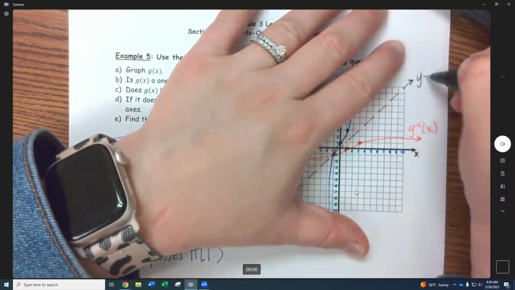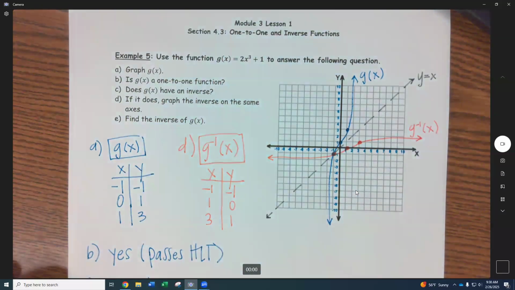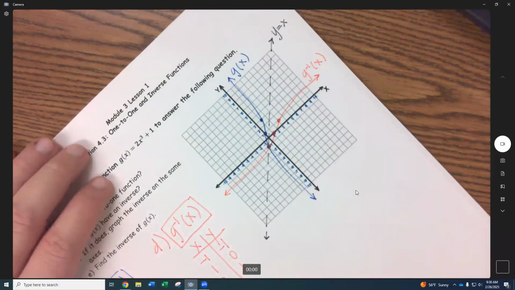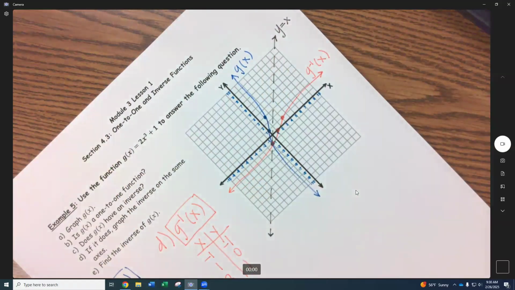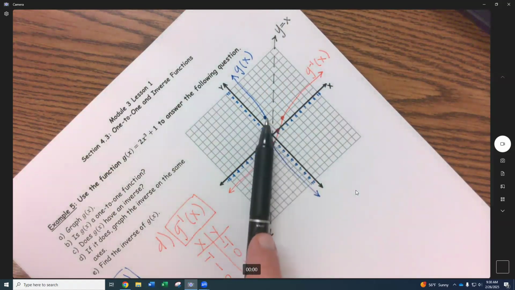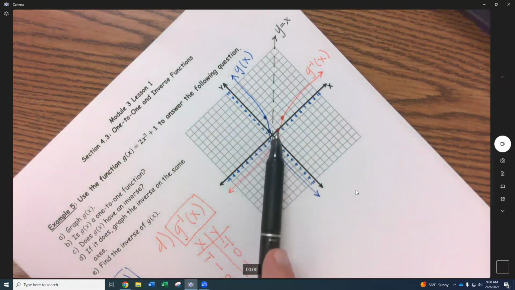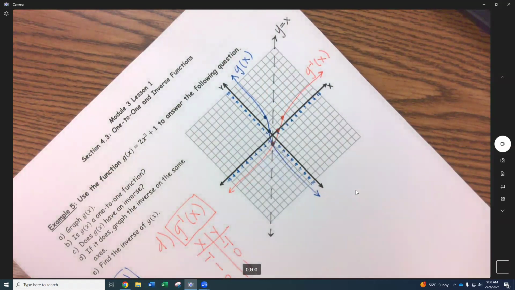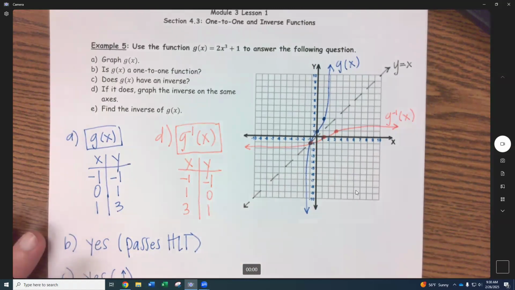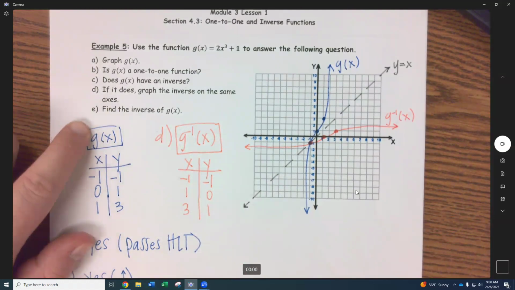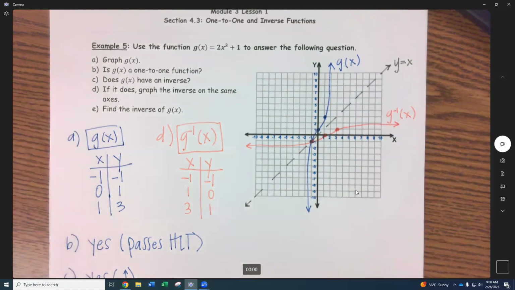This is y equals x. And so when we have that, you can see that if you were to fold this piece of paper along that dotted line, everything would land on each other. Everything is equal distance. This is 1 unit apart. This is half a unit apart, and that's on that line. So we did the graph and the inverse correctly. And then lastly, we want to be able to find the inverse.